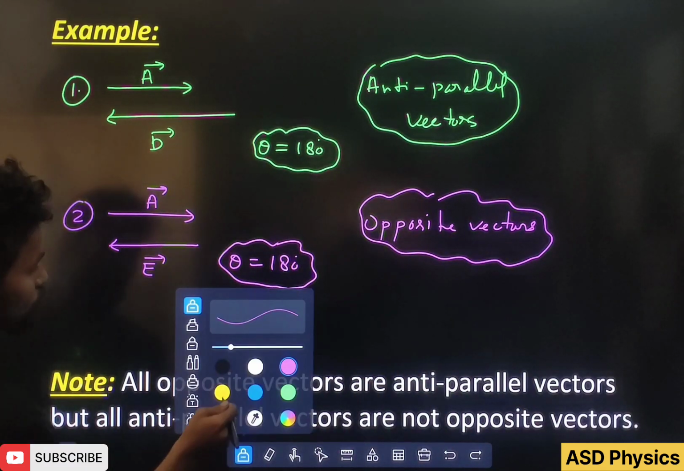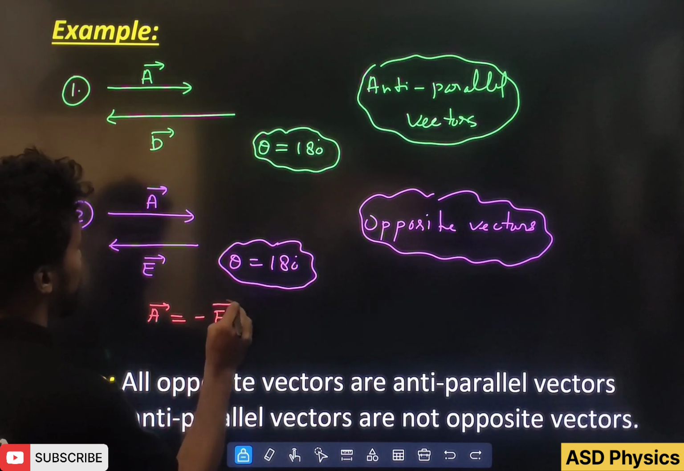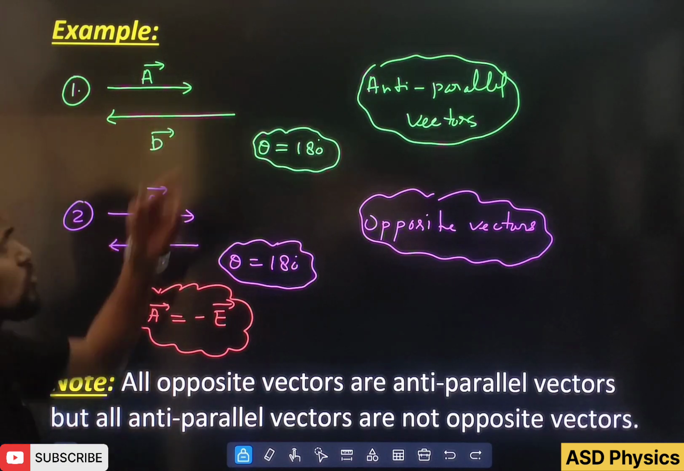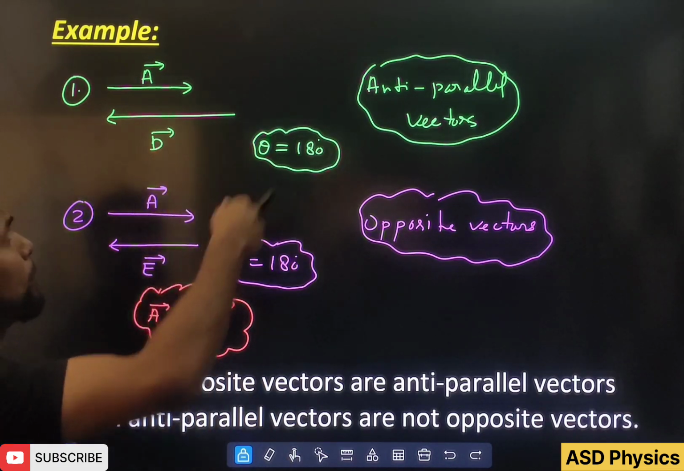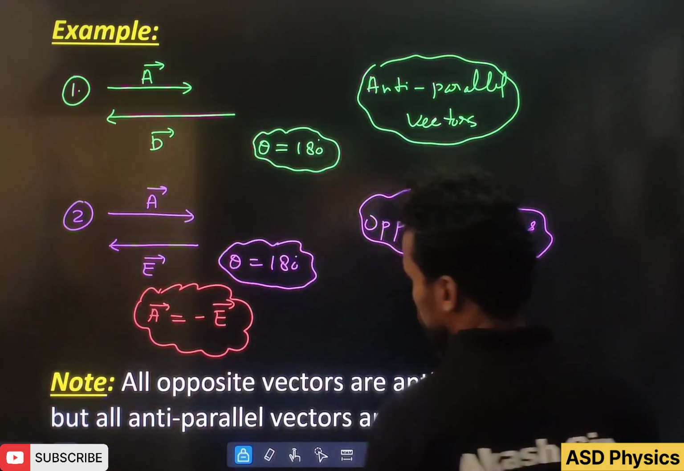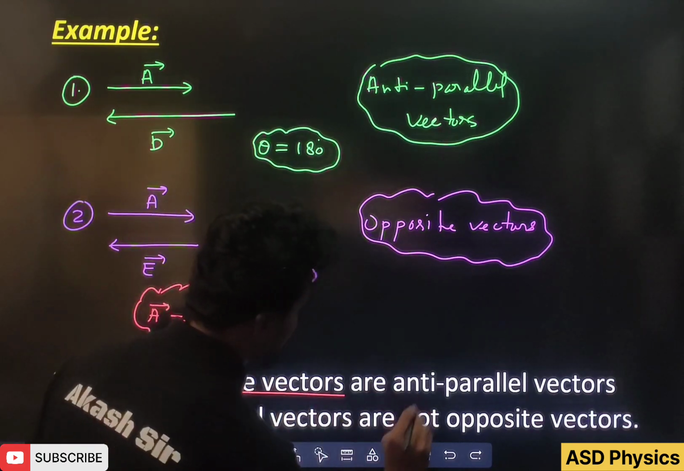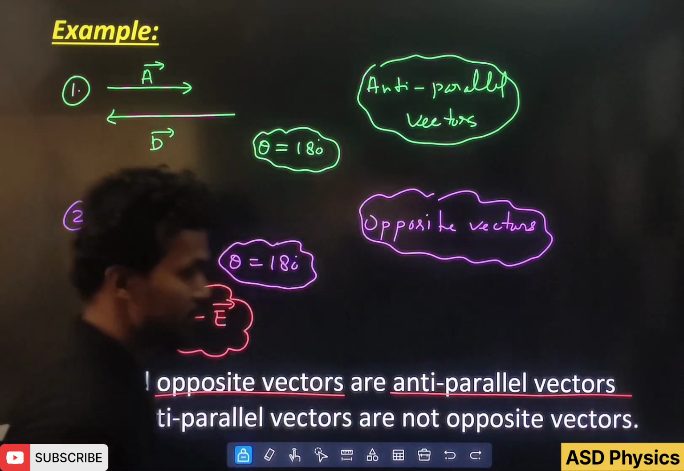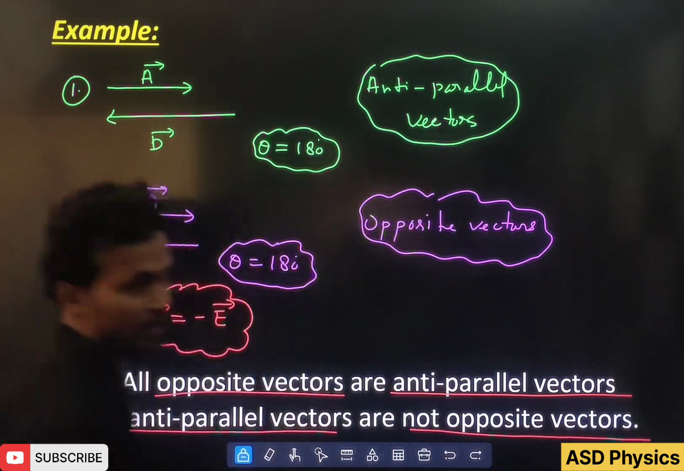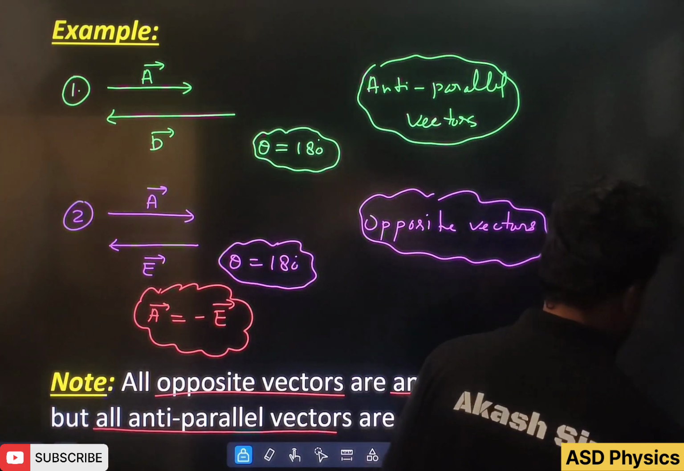Even in mathematical form, we can write vector A equal to minus vector E. Here also you can write vector A equal to minus some integer times vector D. All these things we will study later, no problem. After that, students, there are some important points under the note. All opposite vectors are anti-parallel vectors, but all anti-parallel vectors are not opposite vectors. Just think logically and you will get it. See how easy it is going.